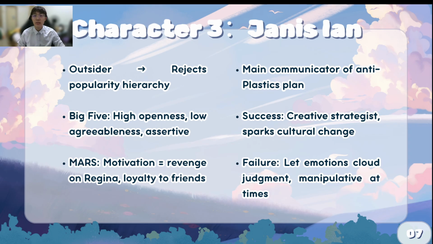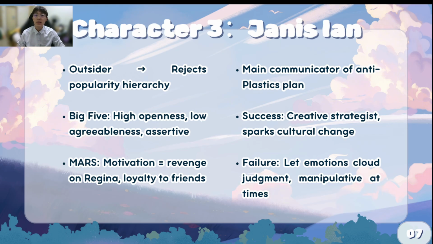That being said, Janis also makes some mistakes. She often lets her feelings get in the way of her decisions, and she can be sneaky and force Cady into situations where she doesn't fully understand what will happen.